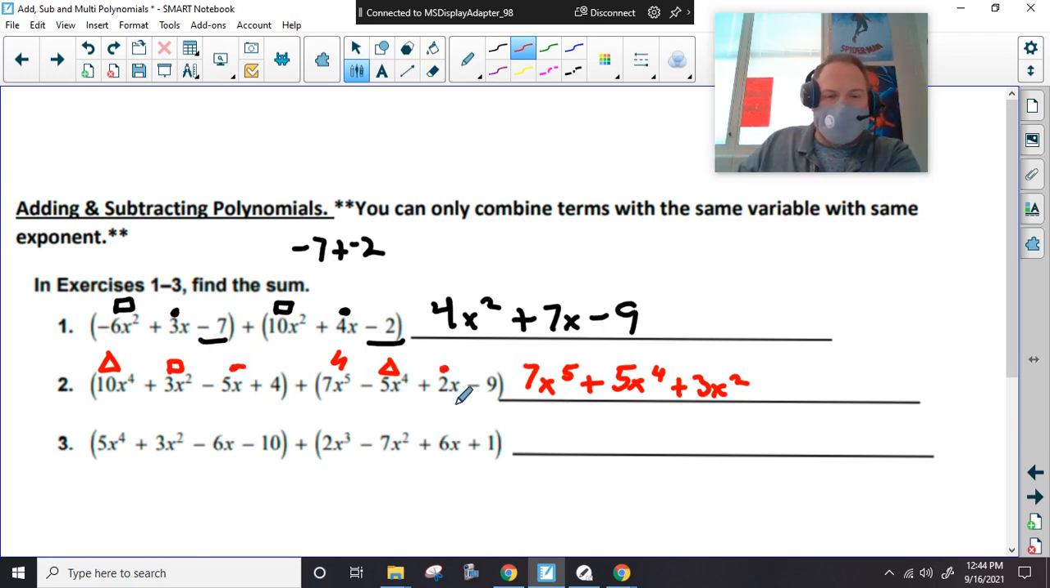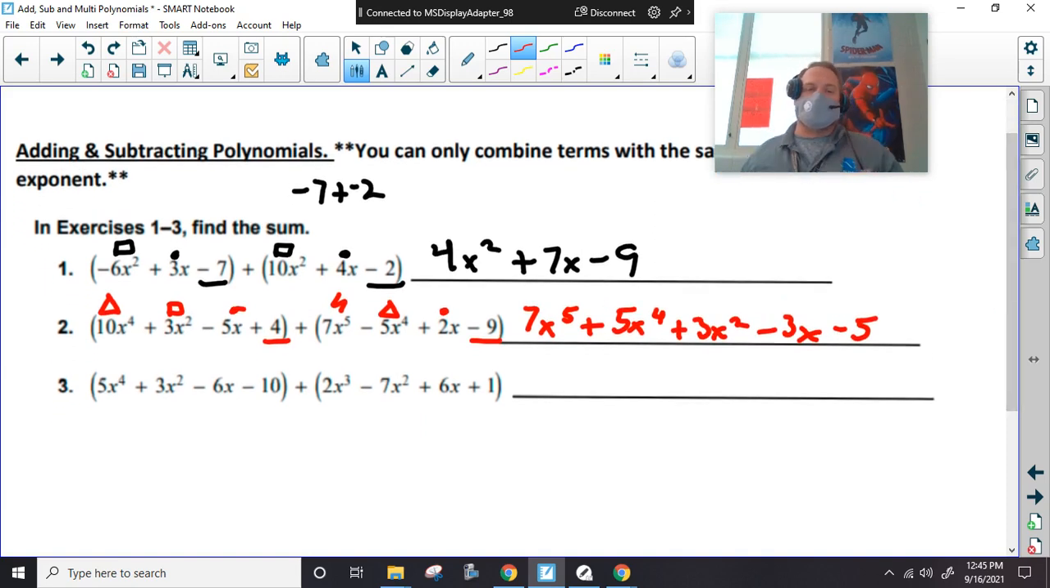I have -5x plus 2x. Well, if you're not good at science, you can use your calculator, or you can do the old thing: subtract the numbers, keep the sign of the bigger one. We'd get -3x. Then 4 minus 9 would be the same thing. We would get -5.